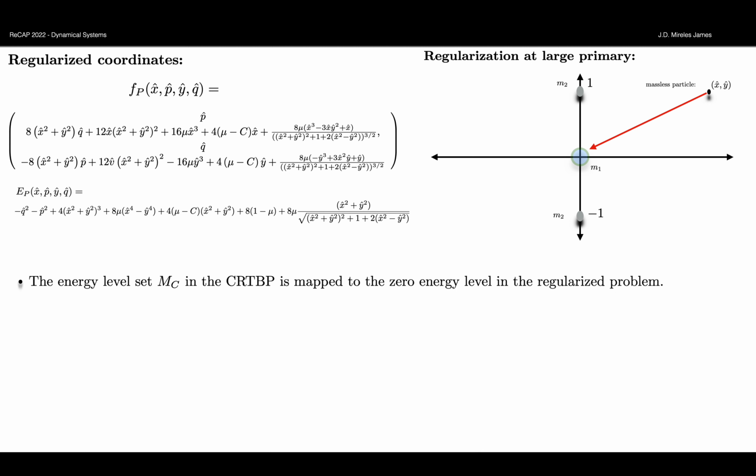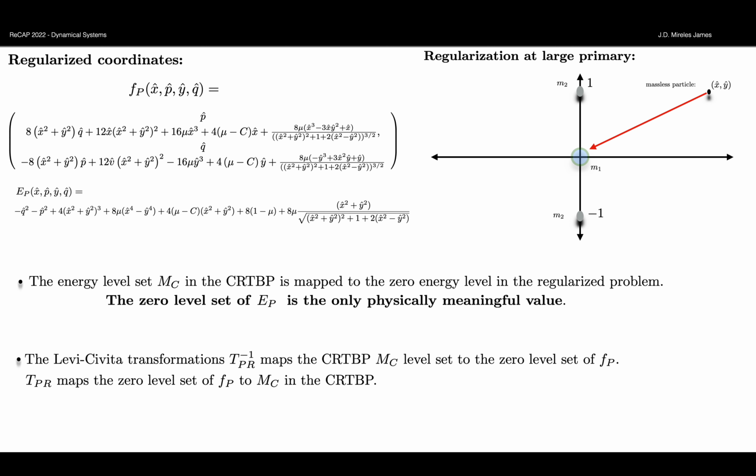That value of the Jacobi constant C that you decided to work at appears as a parameter in your regularized vector field. And the coordinate transform is constructed in such a way that the energy level set associated with C in the original coordinates is mapped to the zero energy level in the regularized coordinates. So only the zero energy level is physically meaningful in the regularized system, and the energy that you chose becomes a parameter in that system.